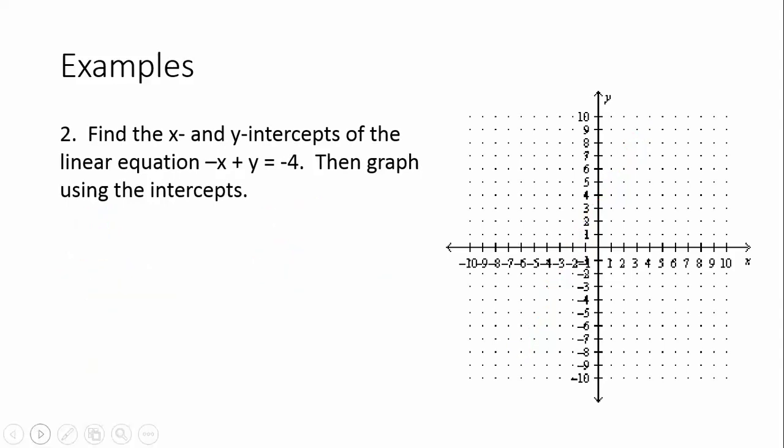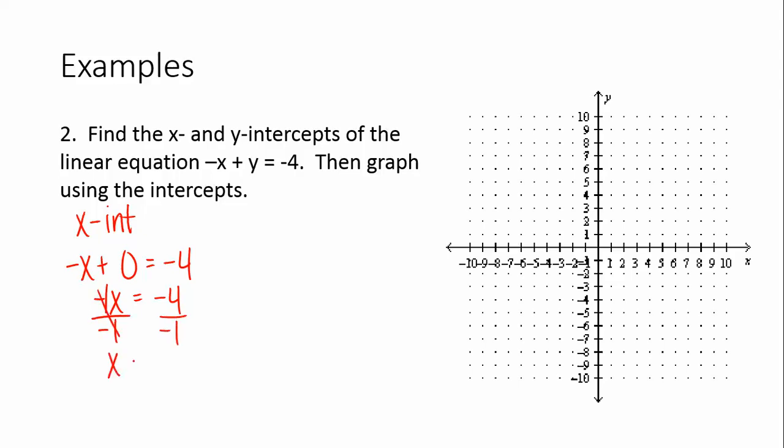Let's look at another example. We have negative x plus y equals negative 4. We want to find the intercepts and then graph. So for the x-intercept, we're going to again make y 0, because that's the coordinate at the x-intercept. The y-coordinate is 0. Negative x plus 0 is just negative x. Remember, this is an implied negative 1, so we need to divide both sides by negative 1. And we get x equals positive 4. So our x-intercept is positive 4.